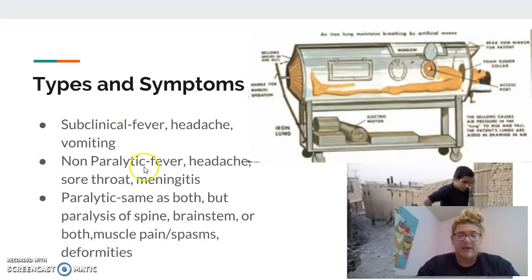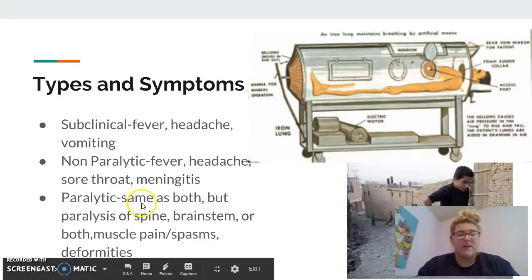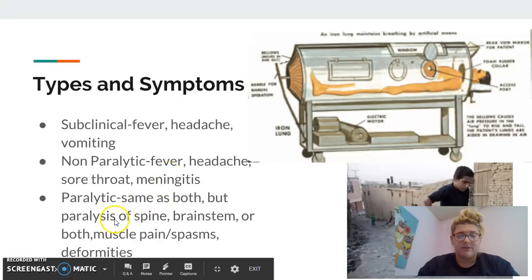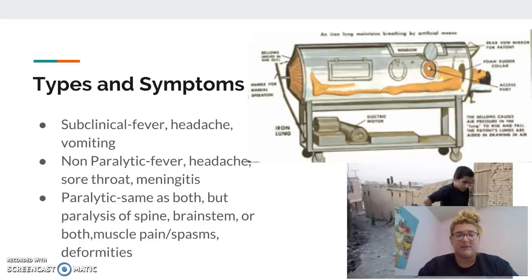So then you have non-paralytic, which would include that fever, headache, sore throat, and then maybe a little meningitis, a cough. But then you get to paralytic polio, and it comes with those same symptoms, the fever, the headache, vomiting, sore throat, meningitis, but also includes paralysis of the spine, brainstem, or even both. And this can include muscle pain, spasms, deformities, and as you can see in the previous slides, those deformities include deformities of the leg, often limiting people's movement.